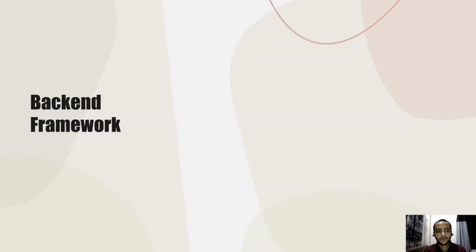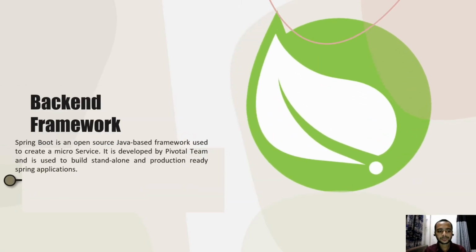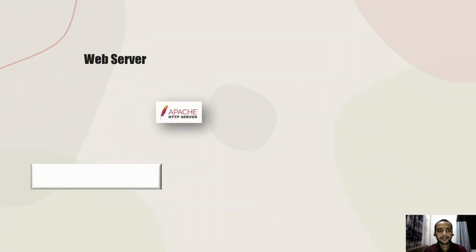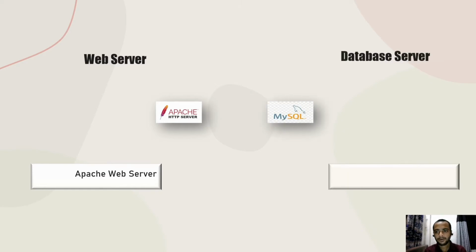Next, the backend framework. For the backend framework, we will use Spring Boot. Spring Boot is an open source Java based framework used to create microservices. It is developed by the Pivotal team and is used to build standalone and production ready Spring applications. Then for web servers, we will use Apache HTTP web server. And for database server, we will use MySQL.